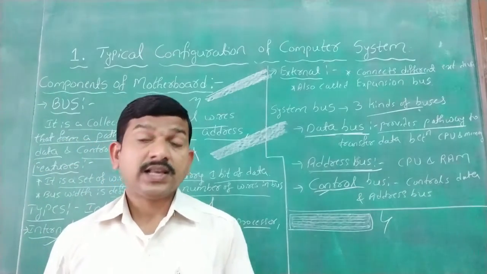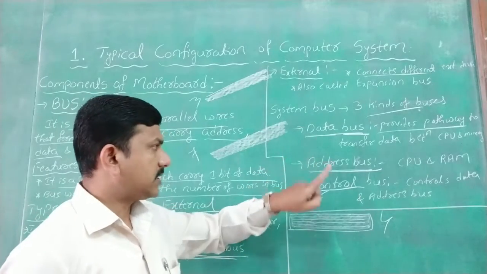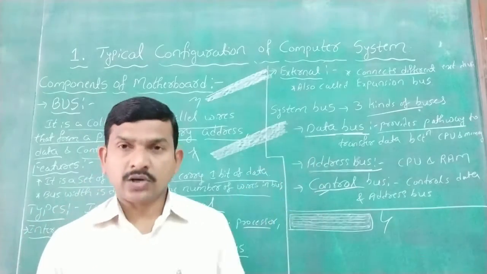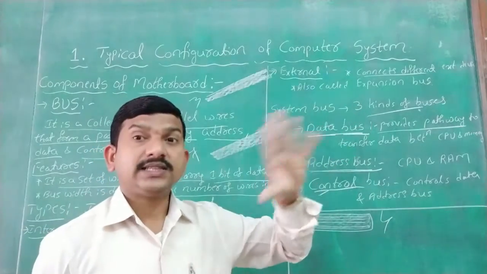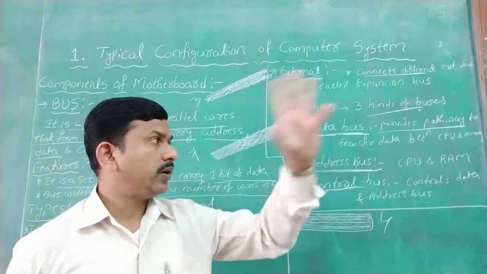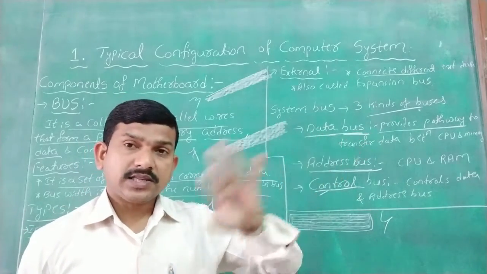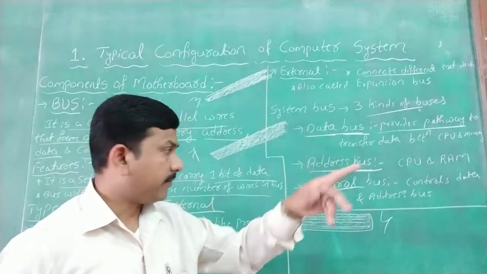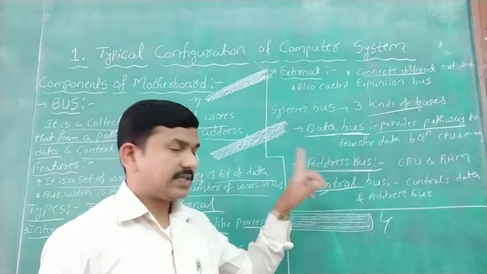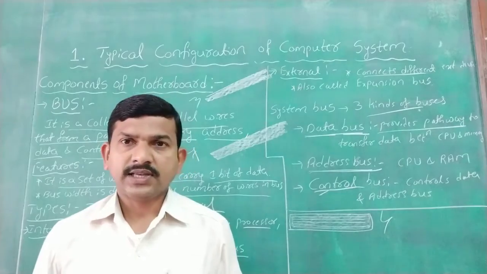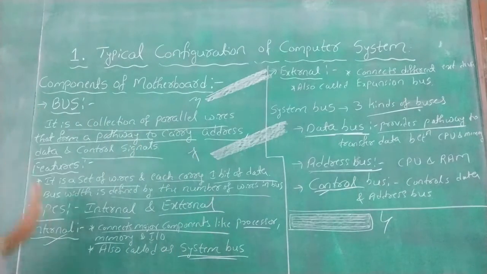In system bus, again there are 3 different kinds. Those are data bus, address bus and control bus. Data bus means it carries the data from CPU to memory. Address bus carries addresses from CPU to memory or RAM. Control bus controls both the data bus as well as the address bus. Is it clear? So this is some introduction about buses here.